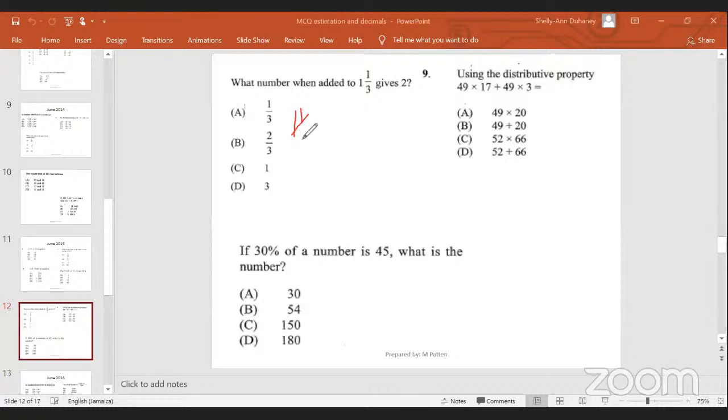It says, what number when added to 1 1/3 gives 2? Addition. Algebra. Fractions. So 1 over 3 makes fractions. Hold on now. Algebra, yeah? So we have 1 1/3. We don't know that number. They tell us add, we add. So plus, I'm going to call the number x.